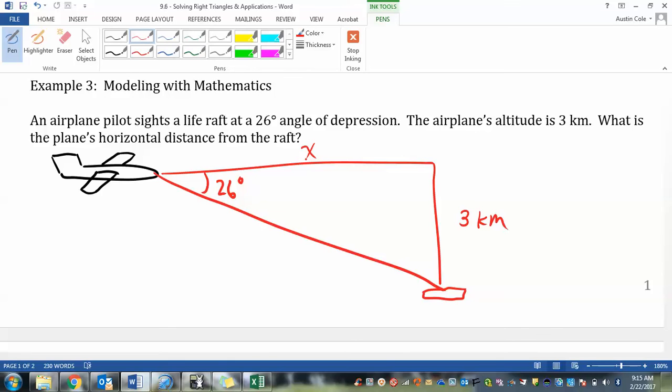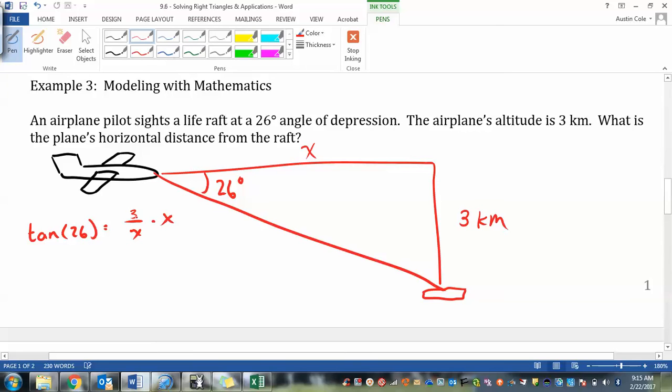Opposite and adjacent, which is tangent again. Guys, you'll see a lot of tangents. Why? Well, in real life situations, it's hard to measure the hypotenuse. We can figure out altitudes, we can figure out horizontal distances. Hypotenuses aren't as easy to calculate. So tangent of 26 degrees equals the opposite, which is 3 over x.